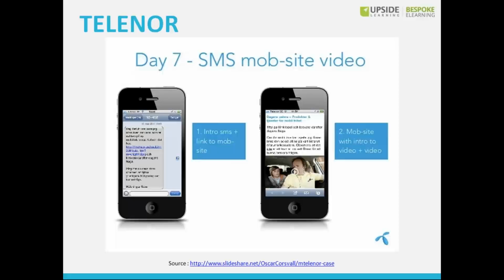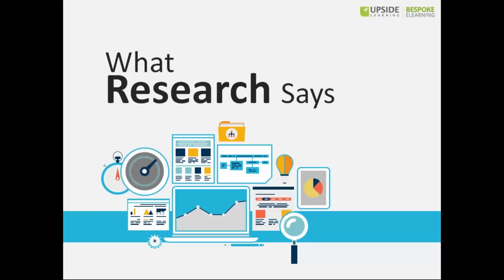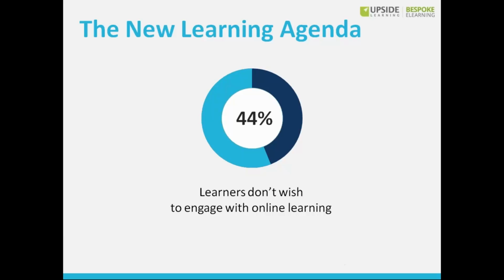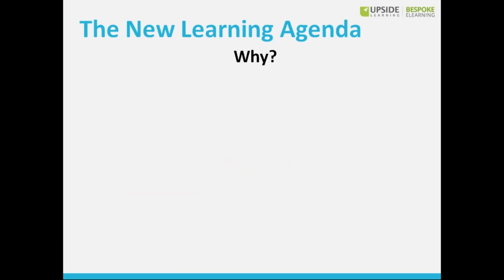Let's also look at what the research tells us about engagement in learning in the corporate space. And this we've picked up from the New Learning Agenda by Towards Maturity. This is a November 2013 report. And what they found was that about 44% of learners don't wish to engage with online learning. And when they were asked why, they gave several reasons, and the top three were: the topmost was uninspiring content, the next one was lack of somewhere appropriate to study, and can't find what they need.